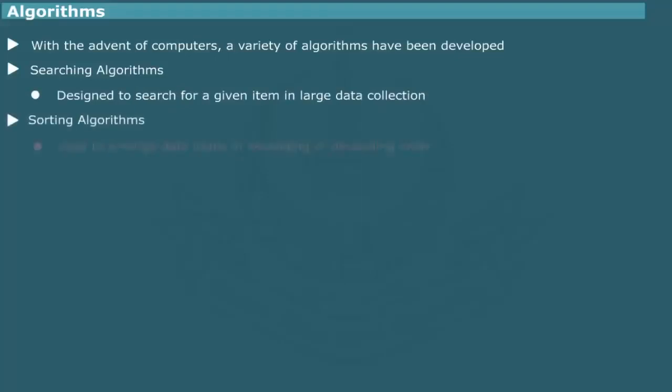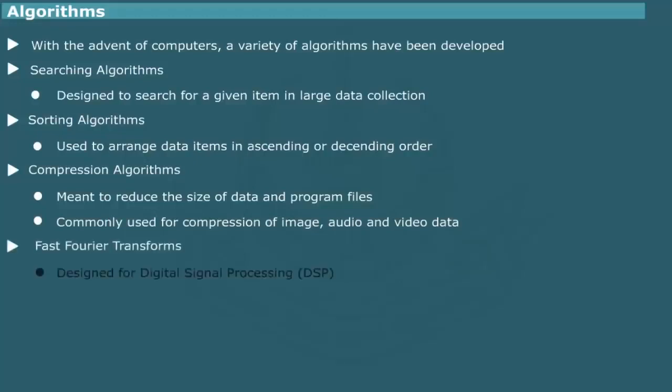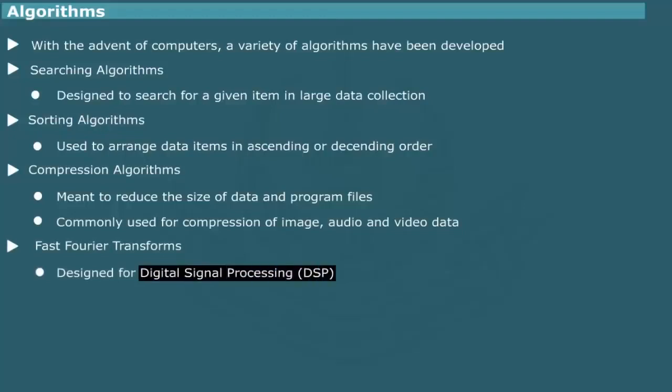Sorting algorithms are commonly used in computer applications to arrange data items according to user-specified criteria. Compression algorithms are meant to reduce the size of data and program files for their efficient exchange over networks. These are also used for compression of image, audio, and video data. Fast Fourier transform is extensively used in digital signal processing.